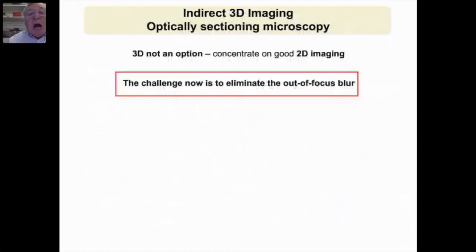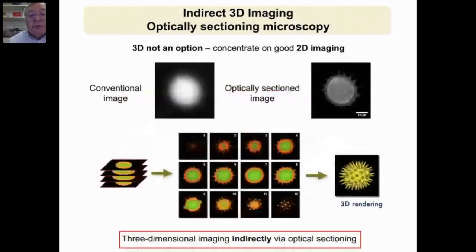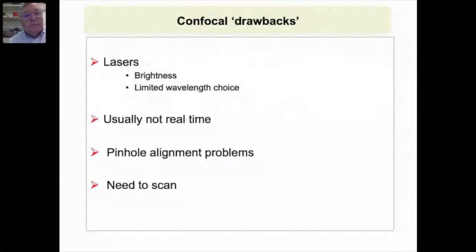So you have to basically eliminate the out of focus blur so that one can, in essence, concentrate on very good 2-dimensional imaging, and then build up a through focus series to get the 3D rendering indirectly. So what's wrong with the confocal microscope? Well, for our purposes, it has to use a laser. For our purposes, let's imagine, because it makes the story more interesting, that they don't image usually in real time. You've got to put the pinhole in the right place, and you have to scan. So what would you like to do? Fairly obviously, you don't want a laser.